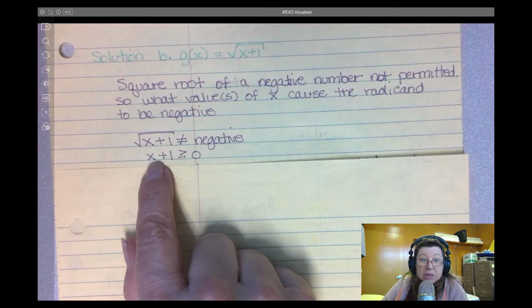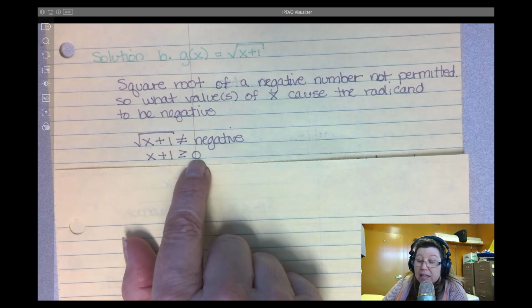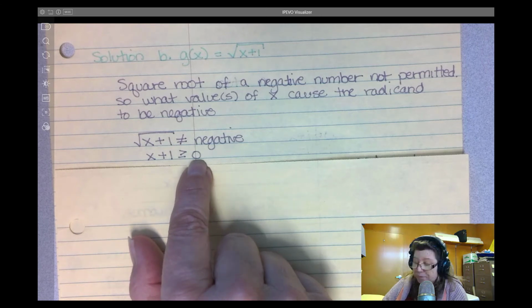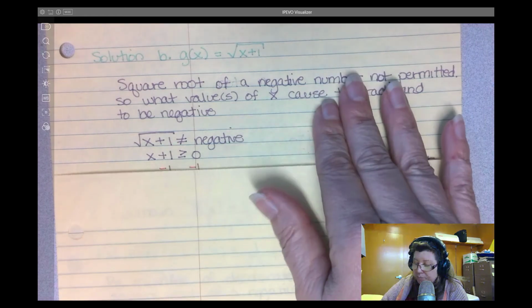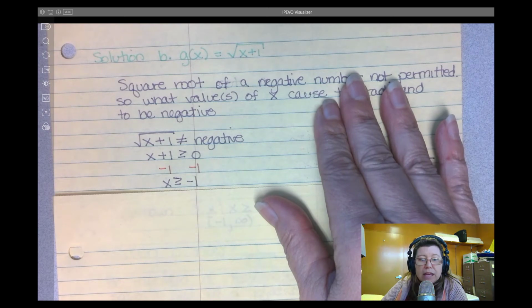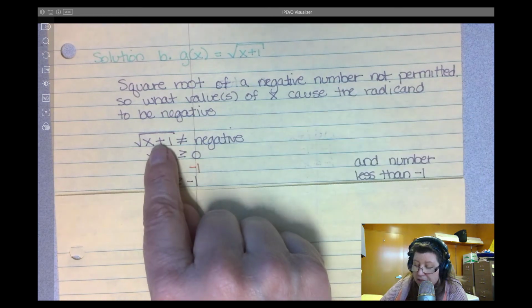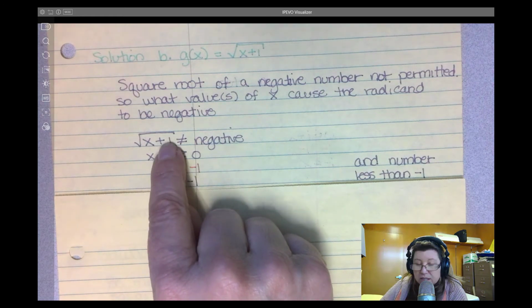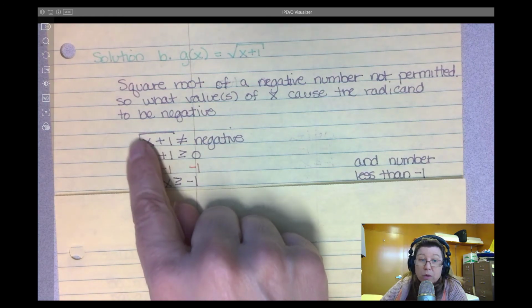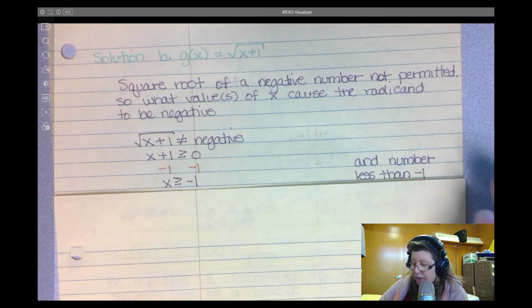So x plus 1 must be greater than or equal to 0. 0 is okay, negative numbers are not. And I'm going to solve this. So let's subtract 1 from each side. X must be greater than or equal to negative 1. It cannot be negative 2, cannot be negative 3, because that would make this be negative. Negative 2 plus 1 is negative 1, and we do not want to take a square root of a negative number right now. We're in the real numbers, not imaginary numbers.